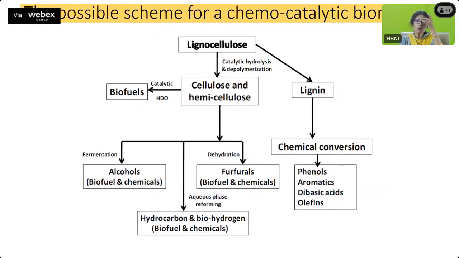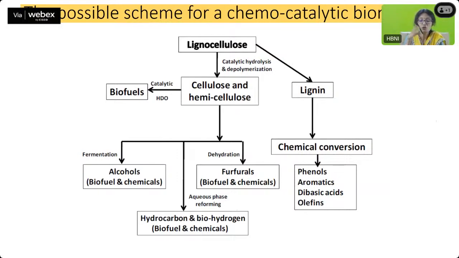So the thought process is that you need to have a chemocatalytic biorefinery, and how is it going to work? From this lignocellulose, which is found in the biomass, you will produce lignin. And if you are extracting the lignin out, you can do a chemical conversion and you can get productive chemicals like phenols, aromatics, diacids and olefins.